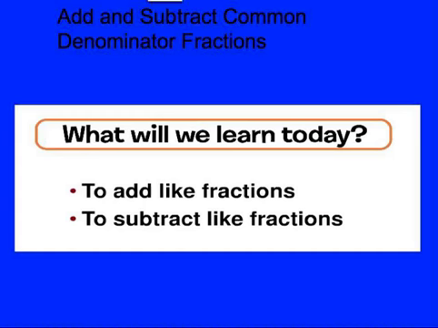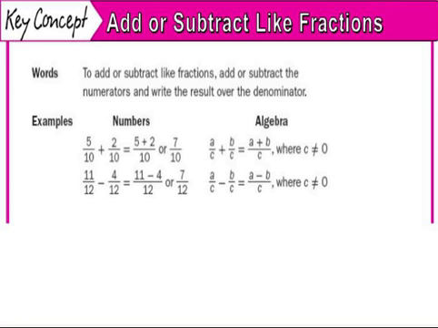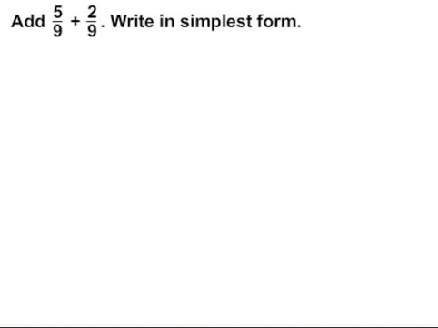Okay, so when we're adding and subtracting fractions with common denominators, it's pretty simple. We are going to consider fractions that have common denominators to be called like fractions. To add or subtract like fractions, we simply just add the numerators and leave the denominator the same. So in the example of 5/10 plus 2/10, I just add the 5 and the 2, which gives me 7/10, and I don't need to reduce that. Same with subtraction, I just subtract the numerators and leave the denominator alone.